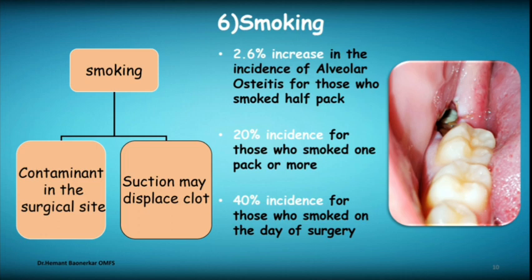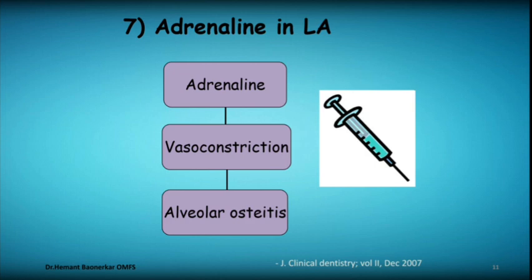According to literature, there is a 2.6% incidence of alveolar osteitis for those who smoke half a packet a day, 20% incidence for those who smoke one packet or more a day, and 40% incidence for those who smoke on the day of surgery. So it is most important that for young patients we tell in our post-operative instructions that he should not smoke for at least a week after extraction, otherwise he may encounter a dry socket condition.